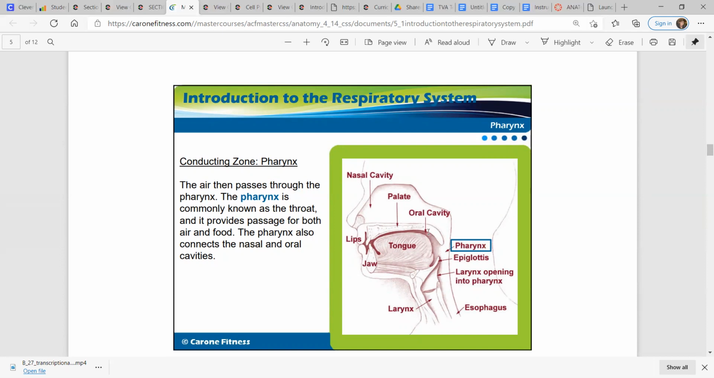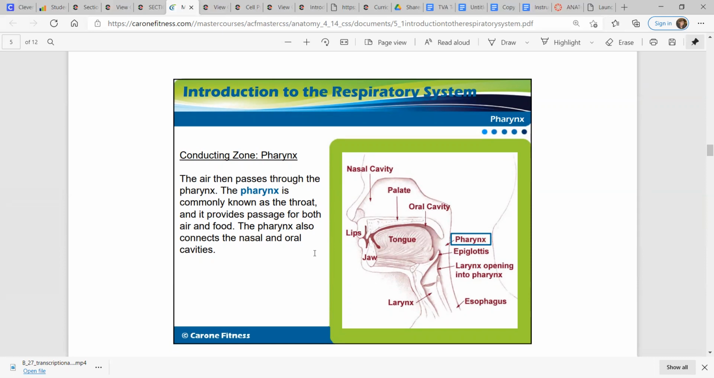The air then passes through the pharynx. It's commonly known as the throat. And it provides passage for both air and food. The pharynx also connects the nasal and oral cavity. So you have the nasal right here, and you have the oral cavity, and then they meet in the pharynx.